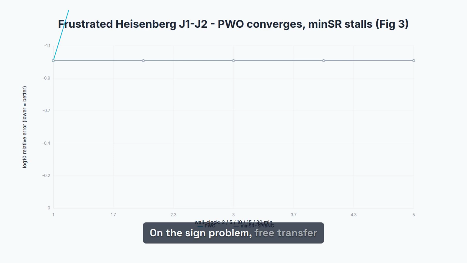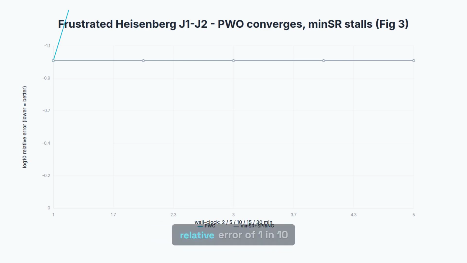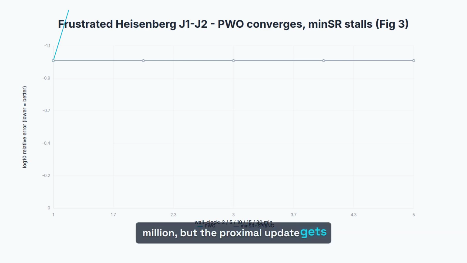On the sign problem, the free transverse field Ising chain, both reach a relative error of 1 in 10 million, but the proximal update gets there in about 5 minutes while min-SR needs 30. The real test is the frustrated Heisenberg J1-J2 chain, where the phase channel is active. There, the proximal update hits 1 in 10 million in 15 minutes with a steadily decreasing energy variance. Min-SR plus Spring gets stuck 3 orders of magnitude higher, and plain min-SR diverges to NaN on most seeds.